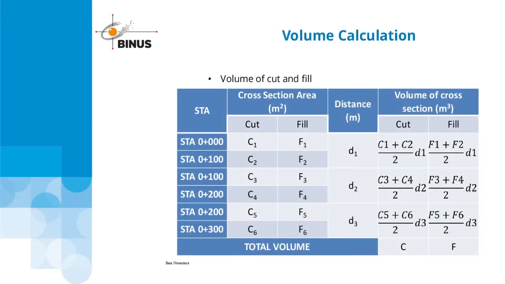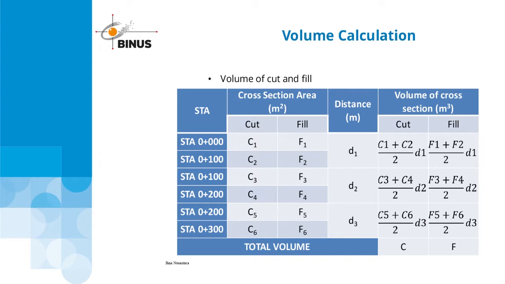This is the table used to calculate the total volume of cut and fill in a project. Usually, both cut and fill in a cross-section are calculated separately. For example, in station 0, the area of cut is C1 and the area of fill is F1. In station 0 plus 100, the area of cut is C2 and the area of fill is F2, with the distance between station 0 and station 0 plus 100 being D1.